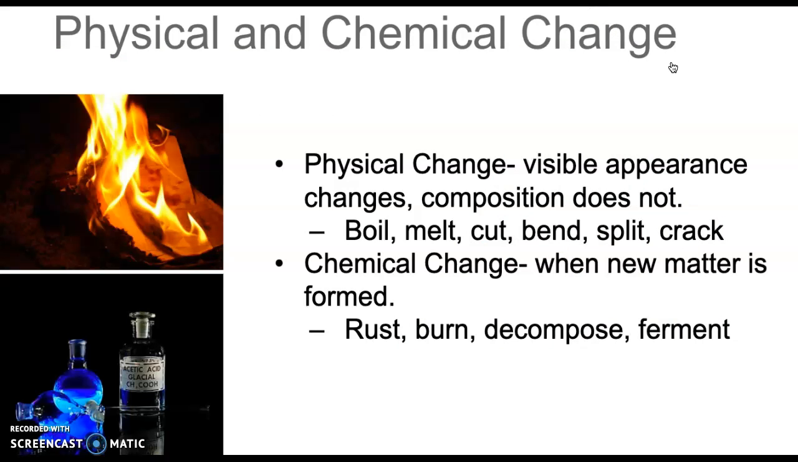So other properties, physical and chemical change. Physical change is appearance change, visible change, maybe a color change. But the chemical composition is not different. Boiling water, still water. Melting things, cutting, bending, split, crack, whatever it may be. These are physical changes. A chemical change is when new matter is formed. Think about rust, burning something, decomposition through microbial activity. These are all changes that you can't get back once the change is made.